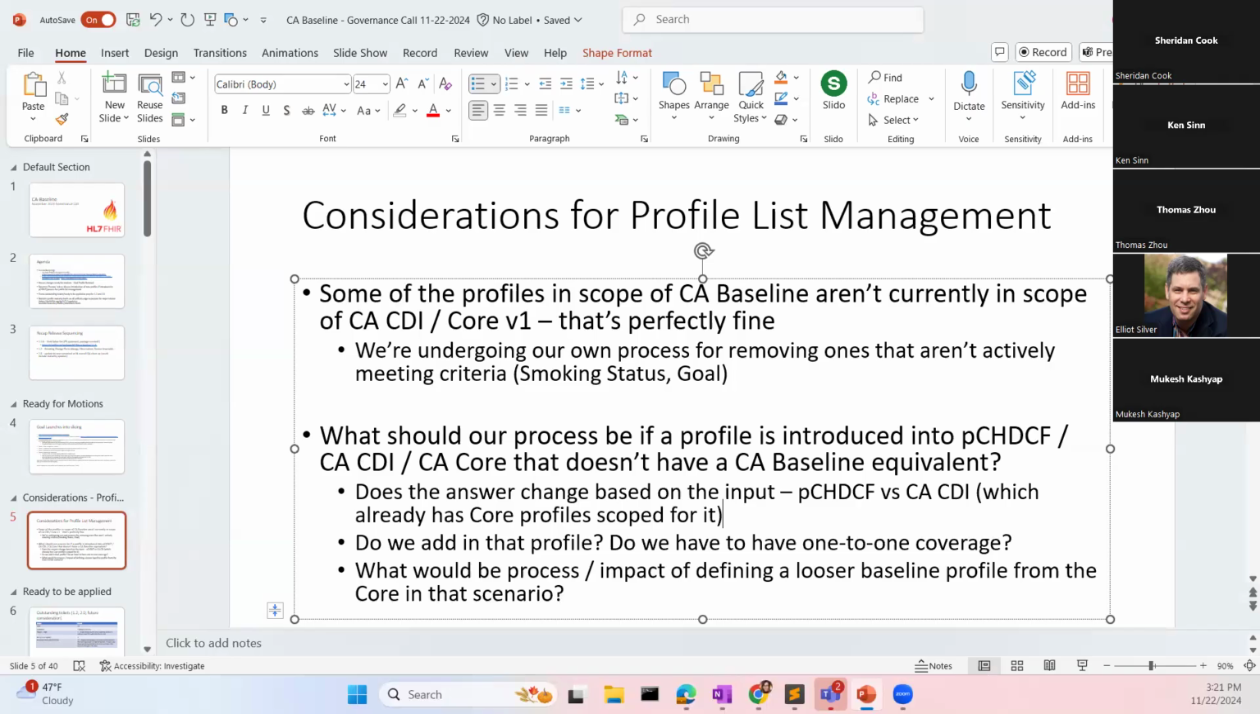So the thing that's, can you give more insight, Thomas, into the driver behind the ask? Is it because you're looking beyond just the CACDI and at the materials that are part of the PCH DCF, and you're trying to understand how some of those are going to be modeled in FHIR, but we may not have those answers in the core yet?